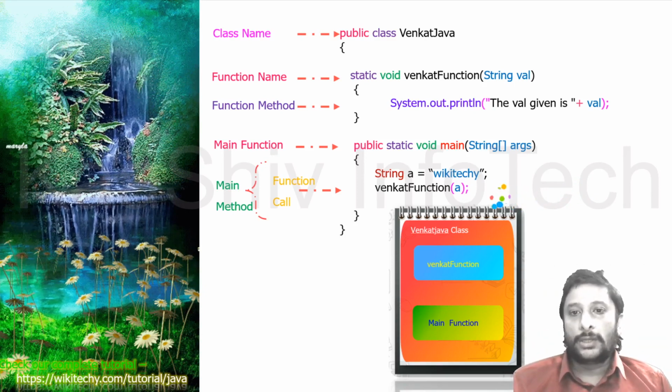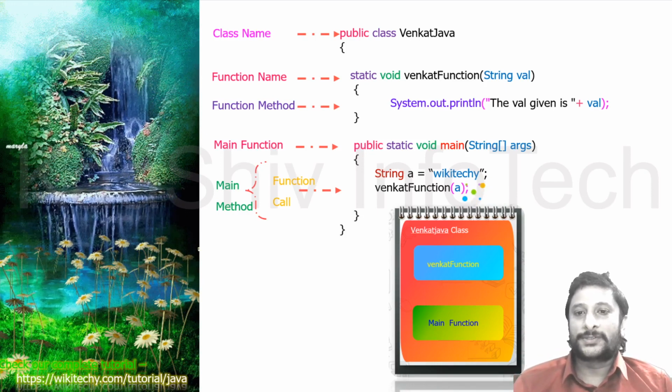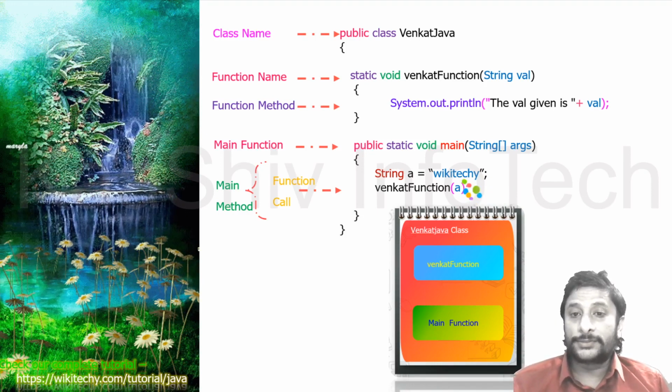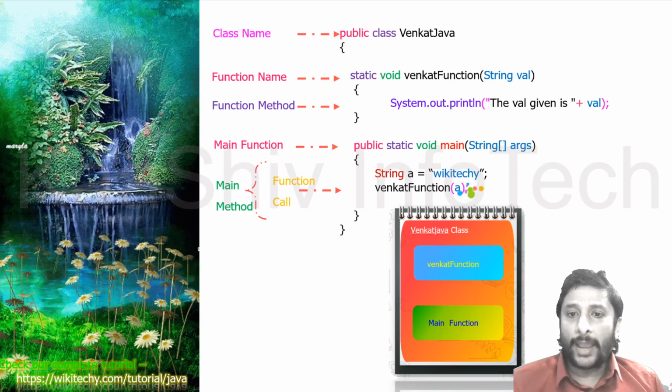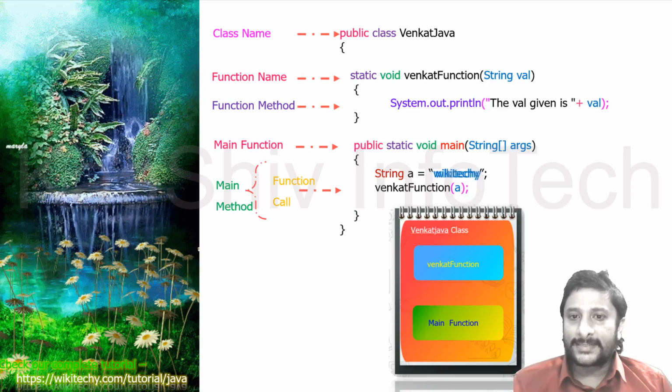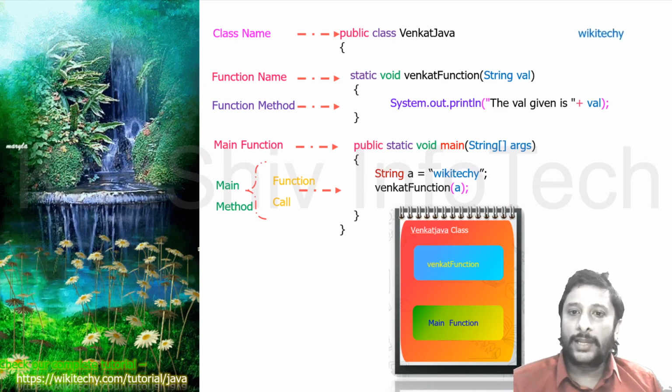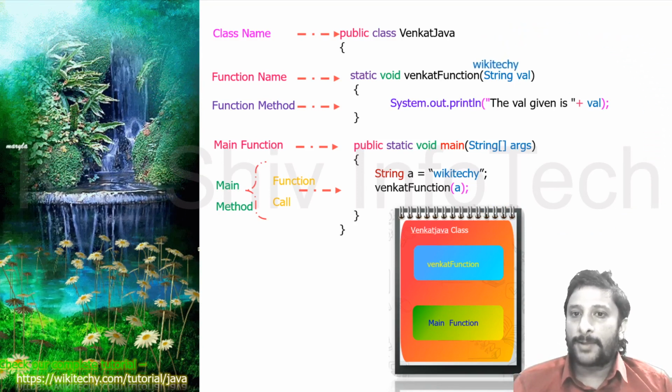That's the nature. So the Venkat function is called and it is executed. That's the output. This is how it is going to get executed. Now I'll try to show you: this is Wikitechy, this is the argument, which is passed via this function, and the value is moving on to the Venkat function. Wikitechy is passed as an argument for the function, and this is used by the function.